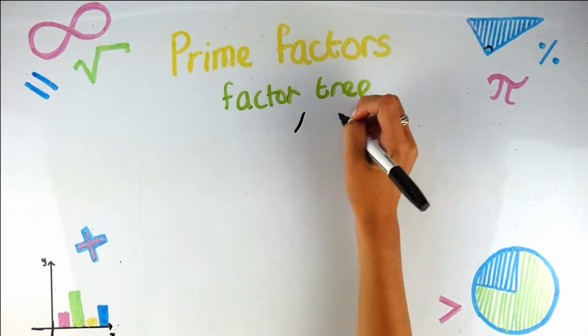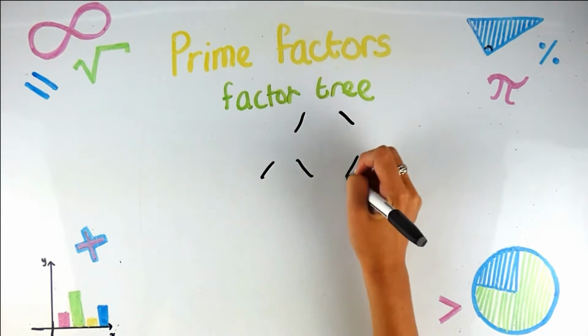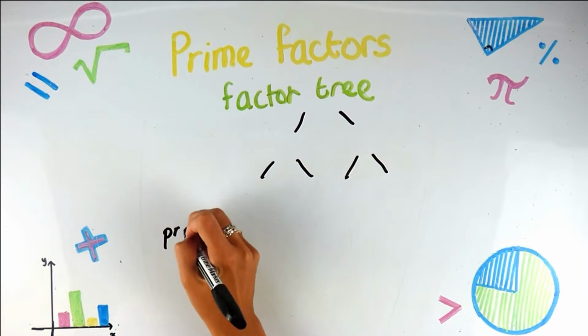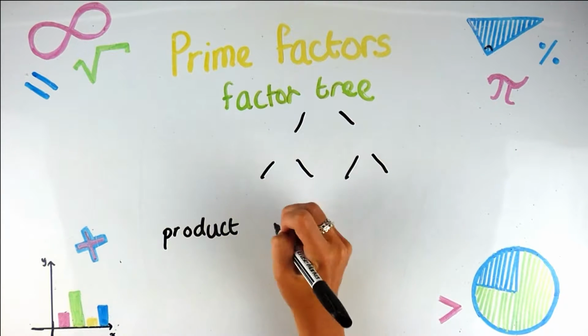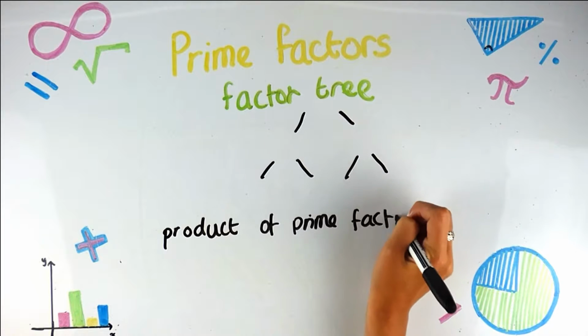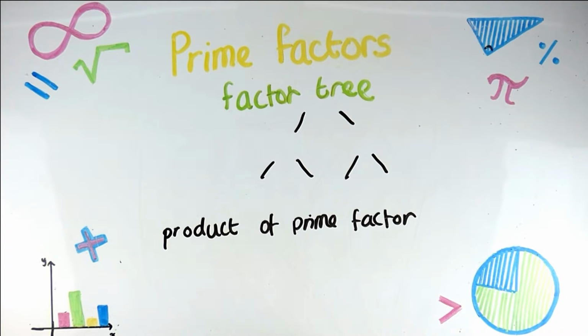So it looks a bit like this. I guess it's kind of a tree. Anyway, every single number can be put into a product of its prime factors. So let's look at the terminology, product of prime factors, because that's what it'll say in an exam. It'll say, put blah into a product of its prime factors.